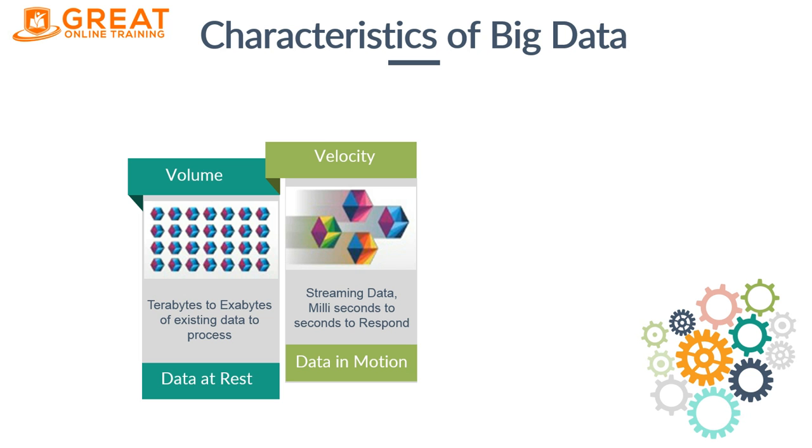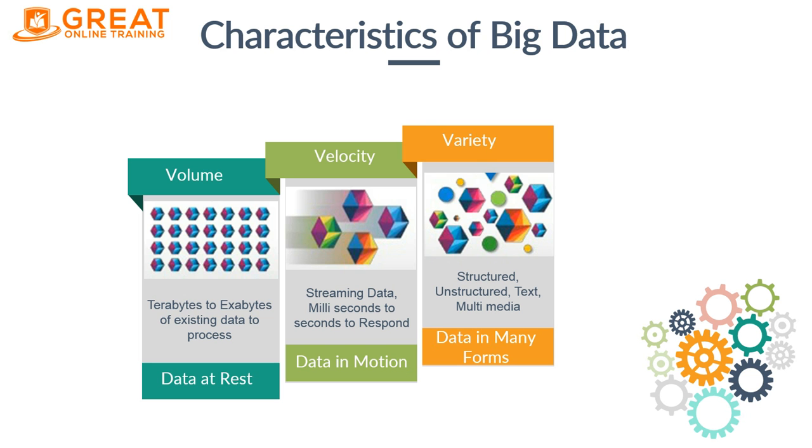The second one is velocity. It is about the speed at which the data is generated. The best example is Facebook, which generates almost 500 terabytes of data per day. It's almost like streaming data, so you need to respond in milliseconds. That means you need to give results in milliseconds or seconds by processing this data. Data generated with high velocity can also be called big data.